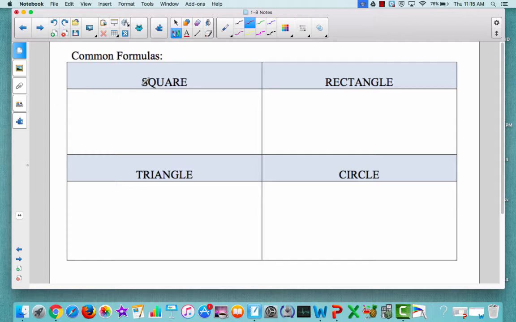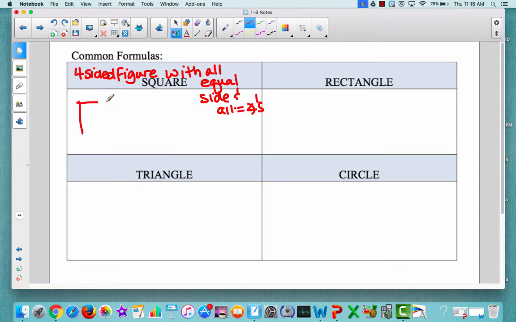The first thing that we need to know is a square. A square is a four-sided figure with all equal sides and all equal angles. I'm using symbols there for angles. So a square looks something like this. All the sides are equal, so I can mark them congruent. And since all the sides are equal and all the angles are equal, the angles all work out to be 90 degrees. So I'm going to put the little box there.